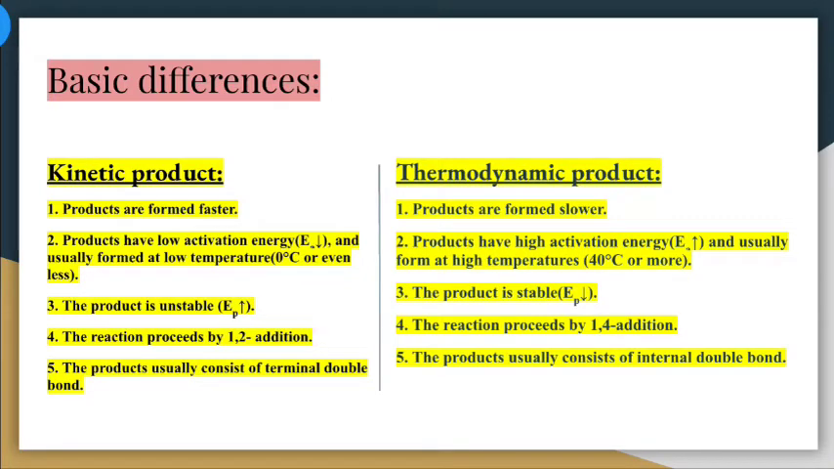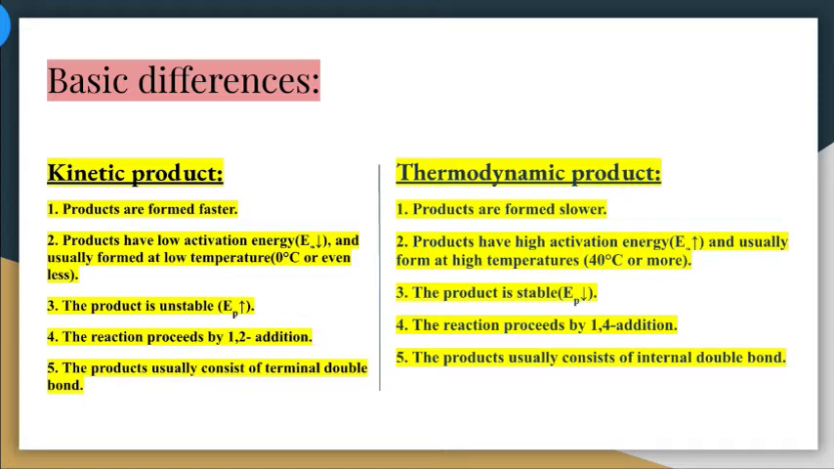Now for the kinetic product, we will see that the product is unstable. If the product is unstable, then obviously the energy of the product is high. So kinetic products have higher energy, while the thermodynamic product is stable. That means the product has less energy, because only if the energy of the product is less is the product stable.